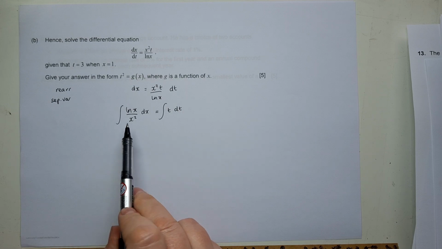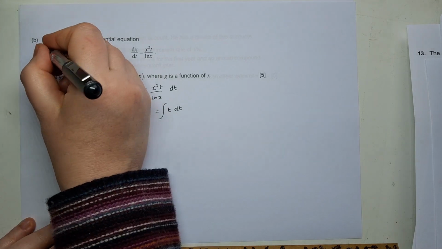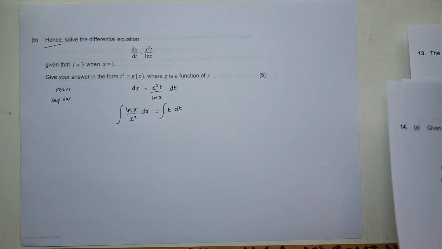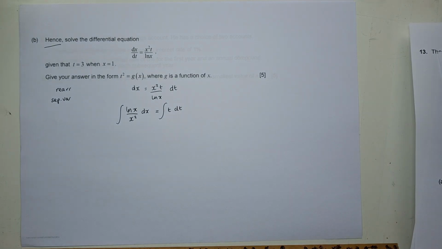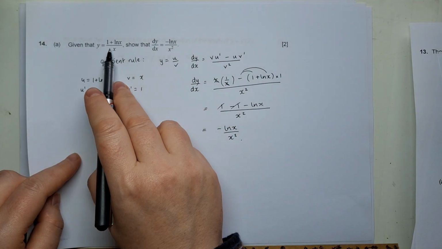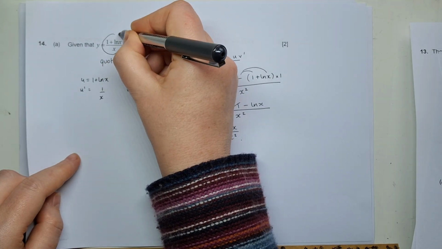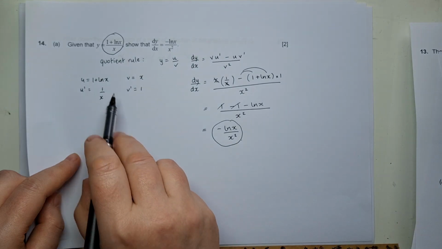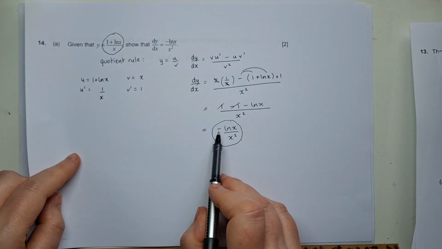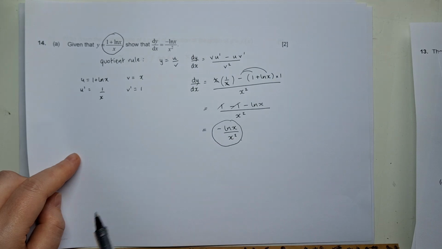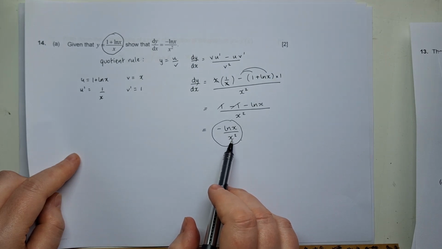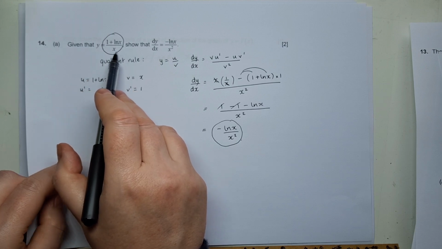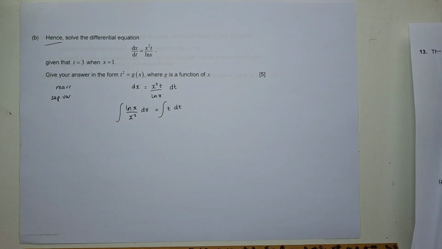So looking at the left hand side, it looks quite tricky, but actually the question said hence, and all we're doing is spotting that our answer on question A, I'll just show you that again, we had differentiated this function 1 plus ln x over x, and we'd got this function here. So if we integrate back again, we're going to get back to this answer. The only difference is the minus sign here is not in part B. So if we integrate ln x over x squared, we'll get the negative version of 1 plus ln x over x. Okay, so I can just write that down.